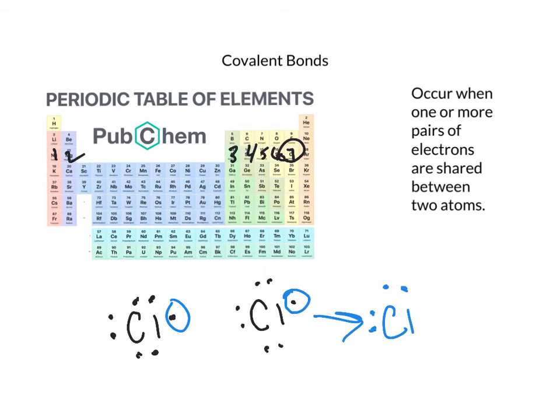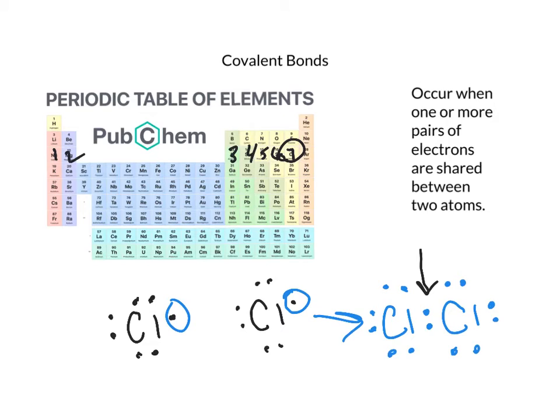2, 3, 4, 5, 6. In the middle here, we're going to come together and form a molecule. Yay! Now we are all happy here. This pair of electrons is getting shared between those two atoms.